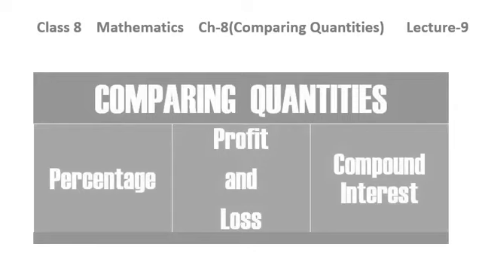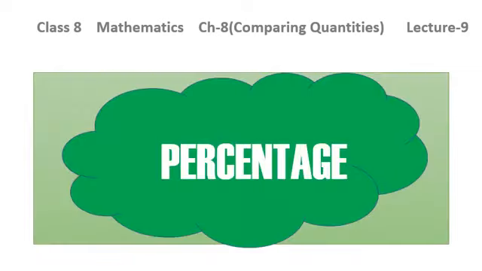So comparing quantities basically consists of three concepts: percentage, profit and loss, and compound interest. All three are subtopics of this comparing quantities chapter. First of all, in this lecture we are going to discuss these two parts, and then later on we will be discussing the compound interest part. Let us come to the percentage part first.